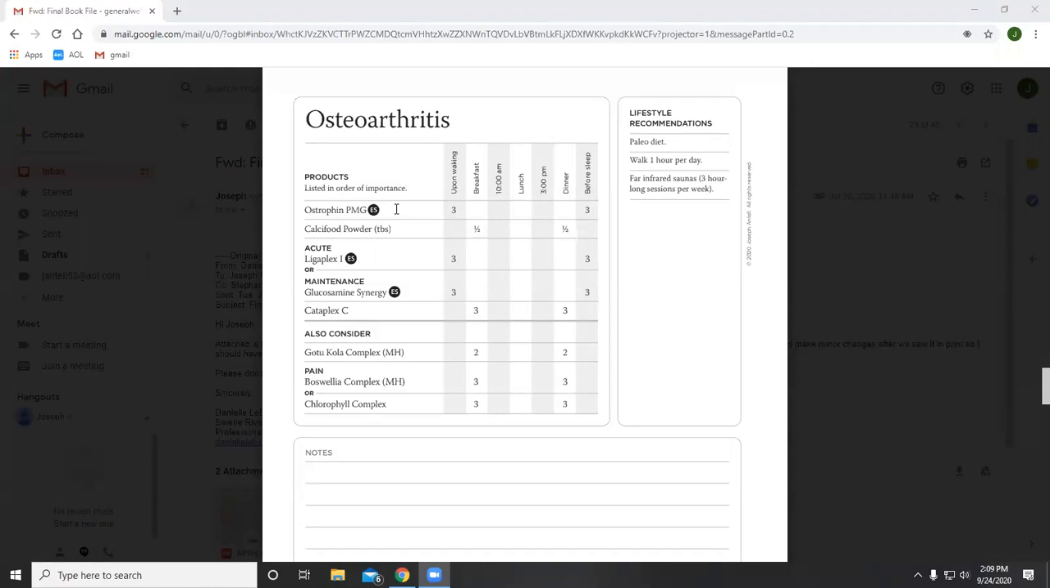And again, what is the product? Ostrophin Calcifood. Now, we discussed this on Tuesday. Biost is a product you think of for teeth, which is fine. But Ostrophin and Biost are identical. Ostrophin has 4 milligrams of manganese, and Biost has 10 milligrams. That's the difference. Other than that, they're identical products.